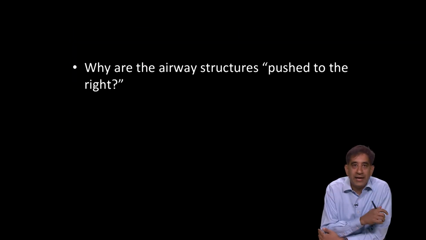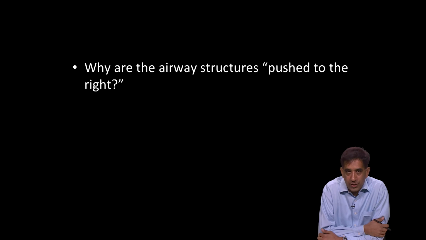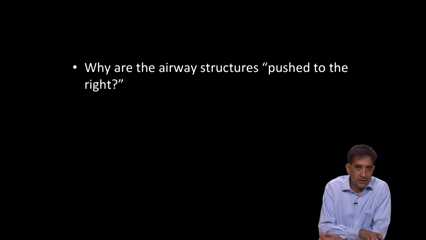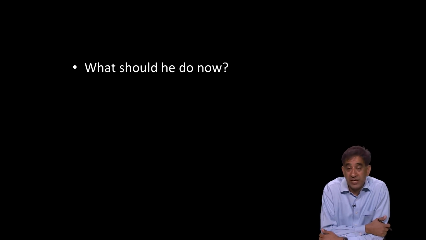So a lot of bleeding and the airway structures are pushed to the right. So why might that be? Why are the airway structures pushed to the right? And again, in this particular circumstance now, what should the doctor do?